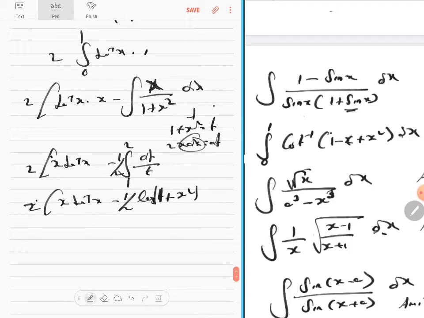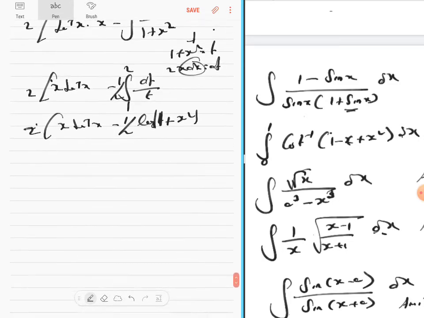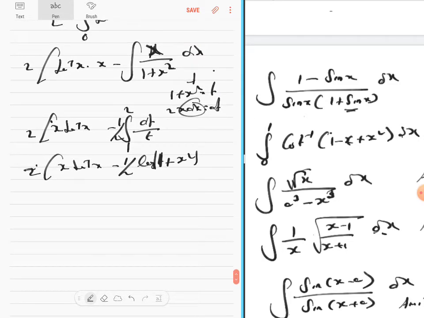0 to 1. If x is 0, t is 1. X is 1, t is 2. So only in this part, you don't have to go back and write, you can substitute. So it's 1 by t, which is log t, 1 by 2 into log t with limits 1 to 2.